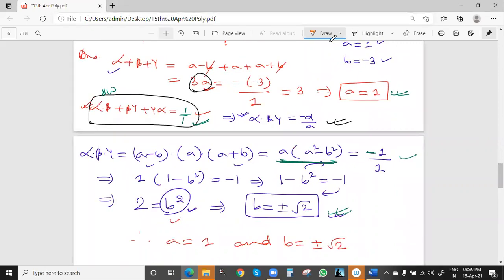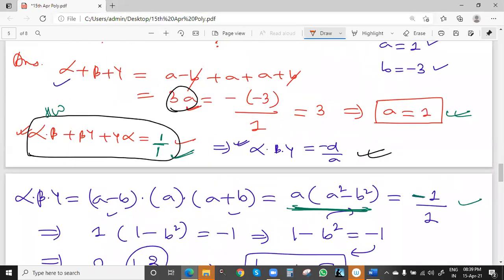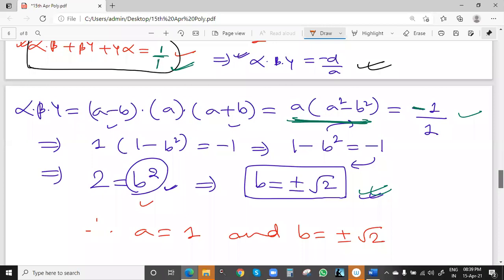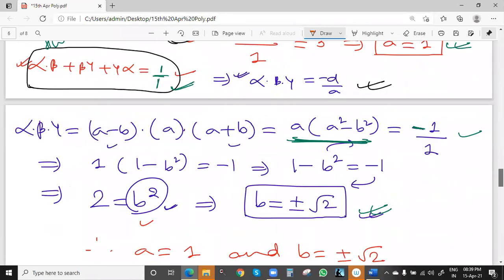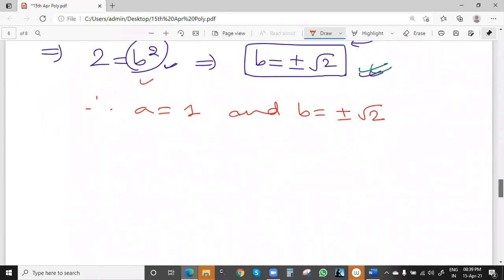Now one more question we'll see. That will be the last question for today. So this was question number 3. Question 1 over, question 2 over, question 3 over. And now only 2 questions are remaining.